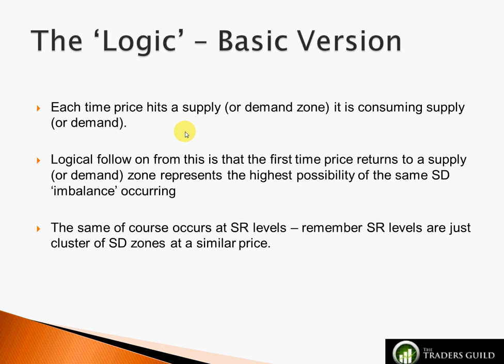A follow on from this is that a support zone, which is a demand zone, is at its strongest the first time price comes back. It stands the highest chance of having that same supply demand imbalance that caused a breakout on the first retrace compared to, say, the sixth retrace. That should be pretty common sense, it's very logical, but it goes against some popular reasoning, popular textbooks, public forums and the internet.